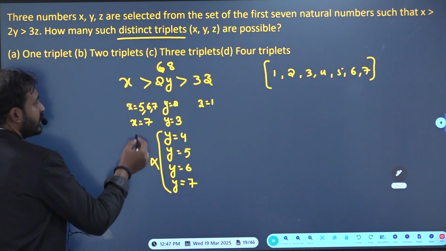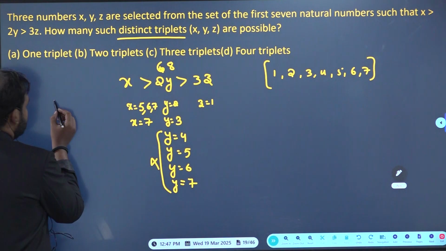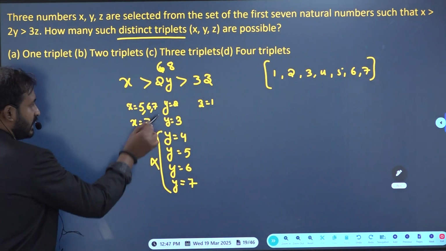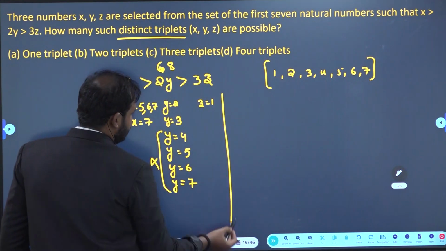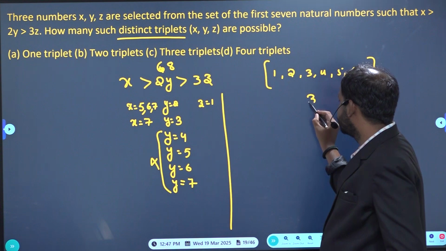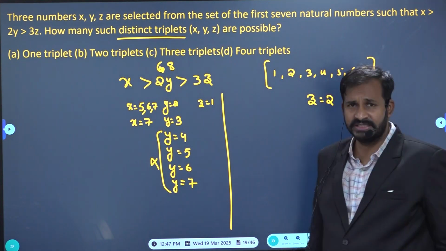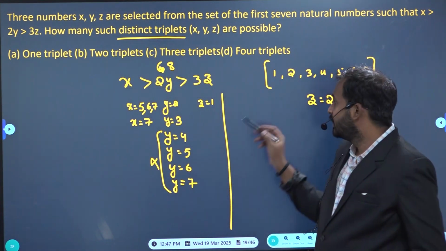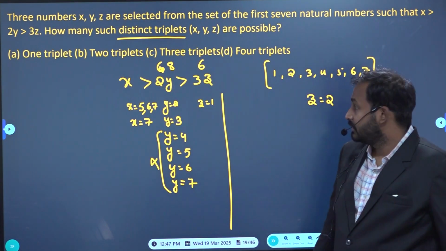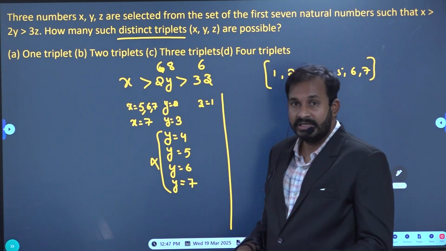So what are the possible pairs I have in this case? If z is 1, I can take like this. For example, next pair we will see. If I consider z as 2, we will check whether it is possible or not, then we will decide. If I take z as 2, what happens to this value? It becomes 6. Next, y value, what I can take here, tell me.